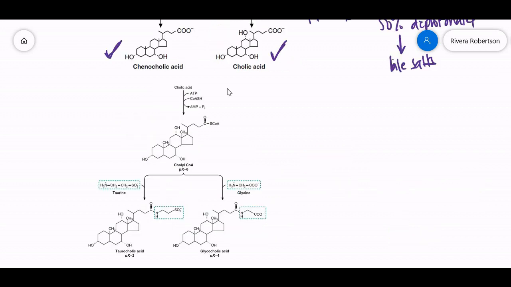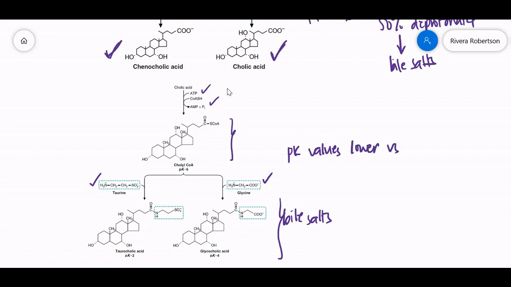Bile acids can be activated using ATP and coenzyme A, forming the coenzyme A conjugate. Once activated, it can be reacted with either taurine or glycine to form your bile salt. So, these are your bile salts. Kung mapapansin ninyo, the pK values are lower versus the pH of the intestinal lumen, which is 6. Hence, they are deprotonated most of the time.